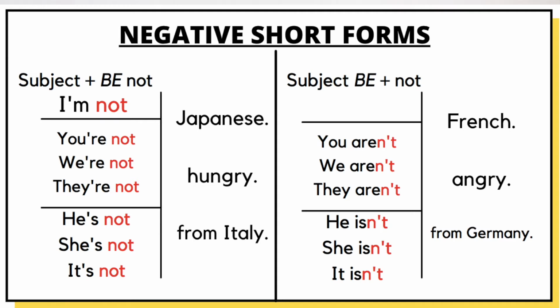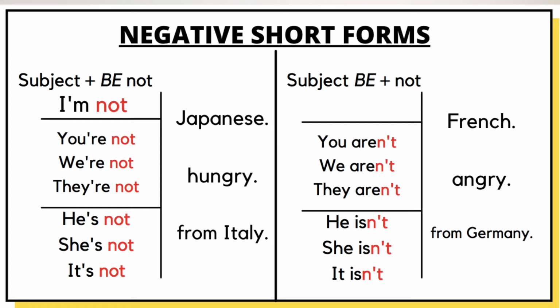That's the long form. Now let's explore how to create negative short forms. We can put our subject and be verb together as a contraction followed by not. Some example sentences are, I'm not... they're not hungry, and he's not from Italy.